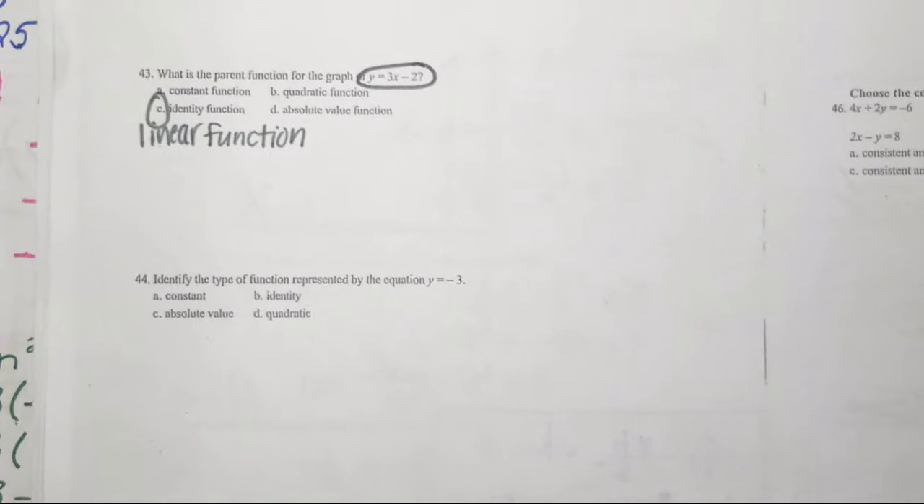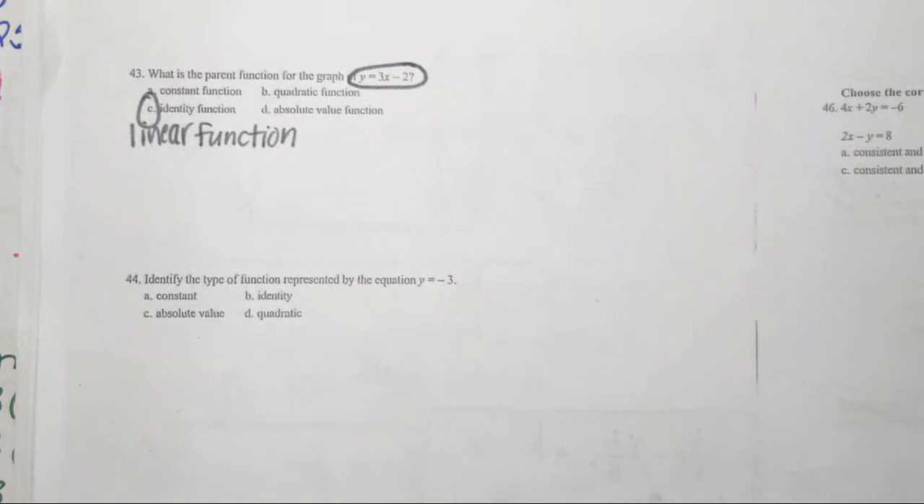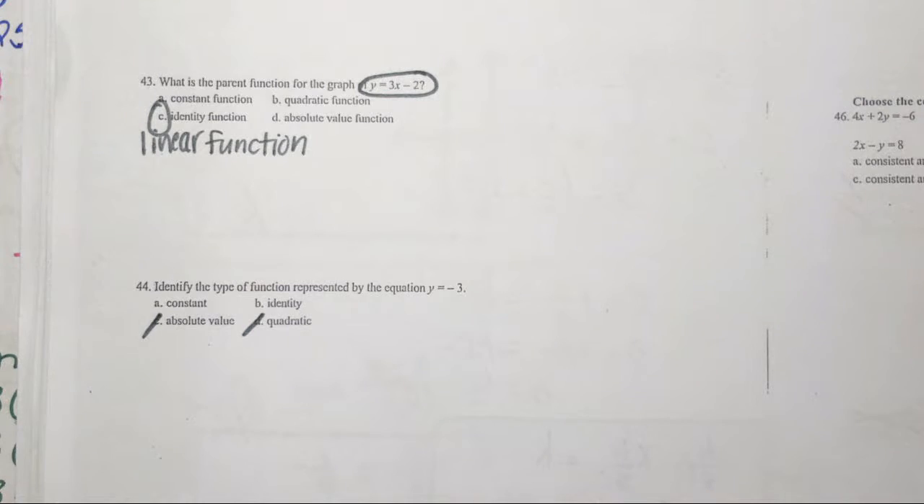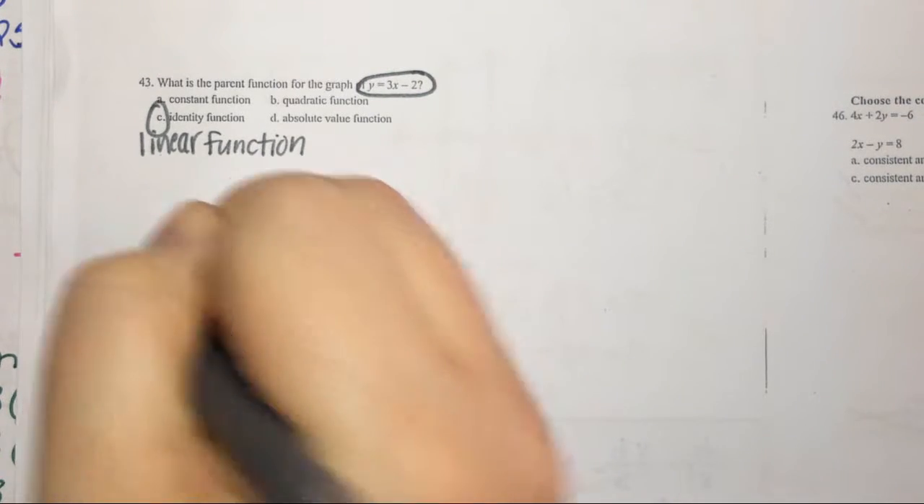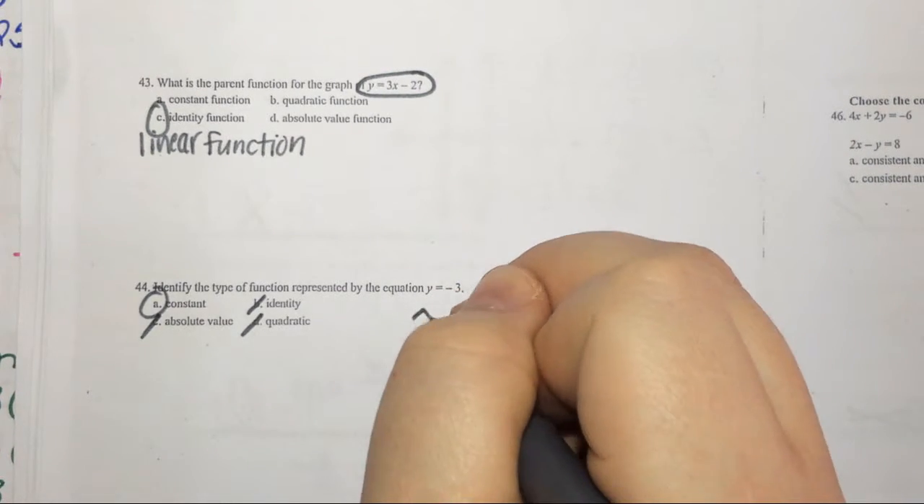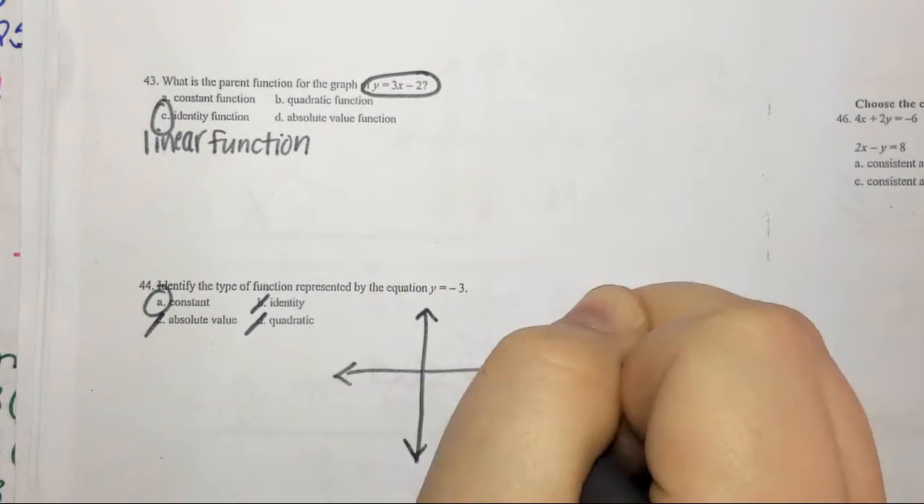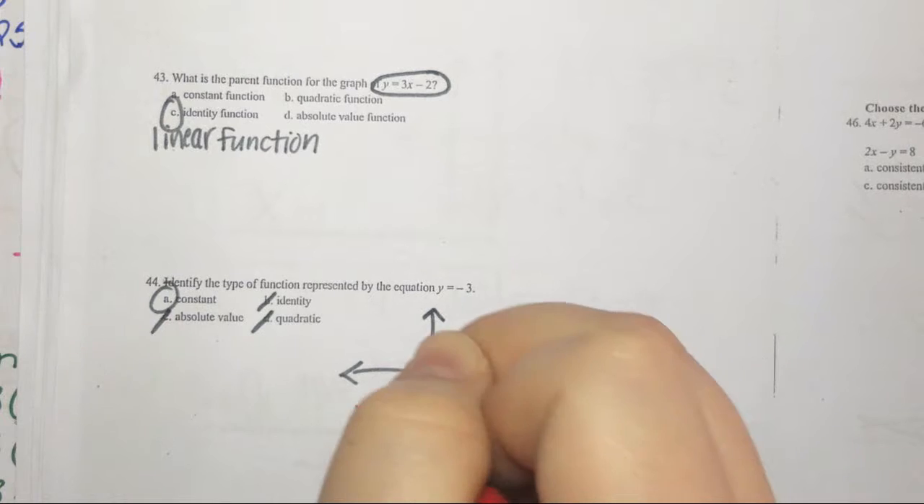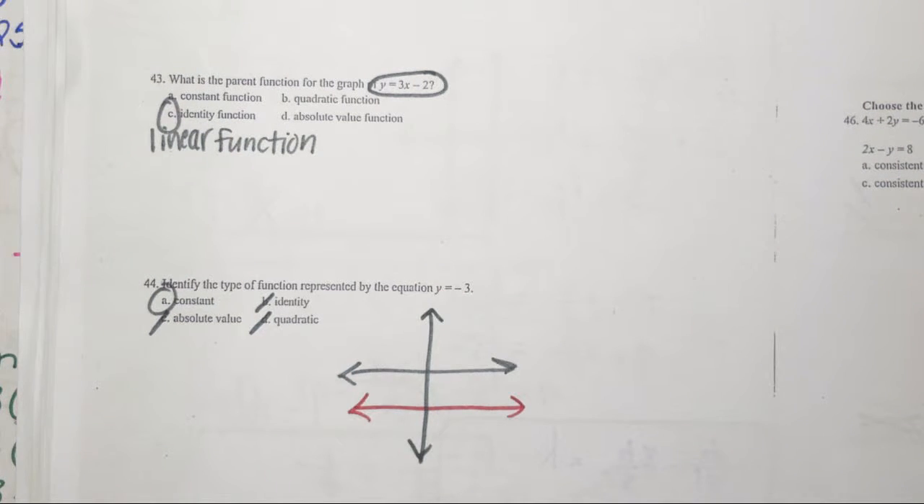44 requires a little thought. Well, not really. We know it's not absolute value. We know it's not quadratic. We assume it's not identity because we just did that. It is constant because it's just a straight line at -3. Yes.